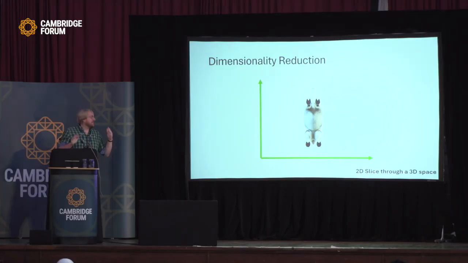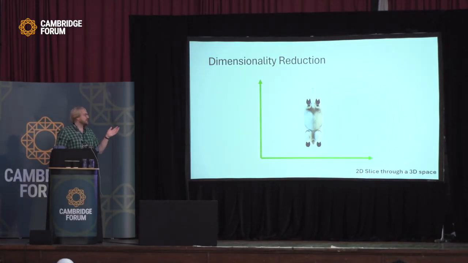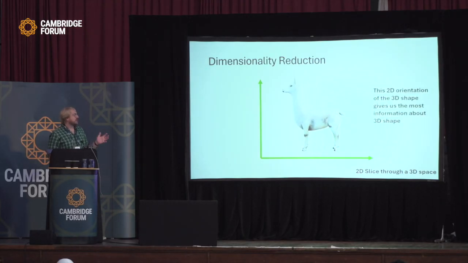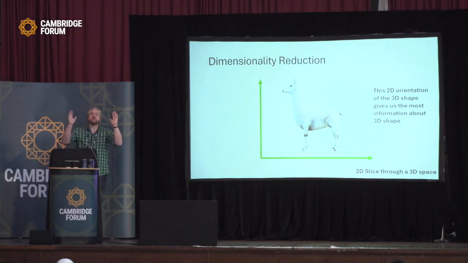So this is a 2D slice through a 3D space. And if you look at this, it's quite hard to work out what this is an image of on this graph right here. And we can move this image around, and we still get another 2D slice of this 3D object. It's still quite hard to tell. Could be some kind of dog. Another 2D slice. But this is the 2D orientation of a 3D shape that gives us the most information that allows us to understand that this is, in fact, an alpaca or a llama. I did say I was a biologist, but it's one of those.